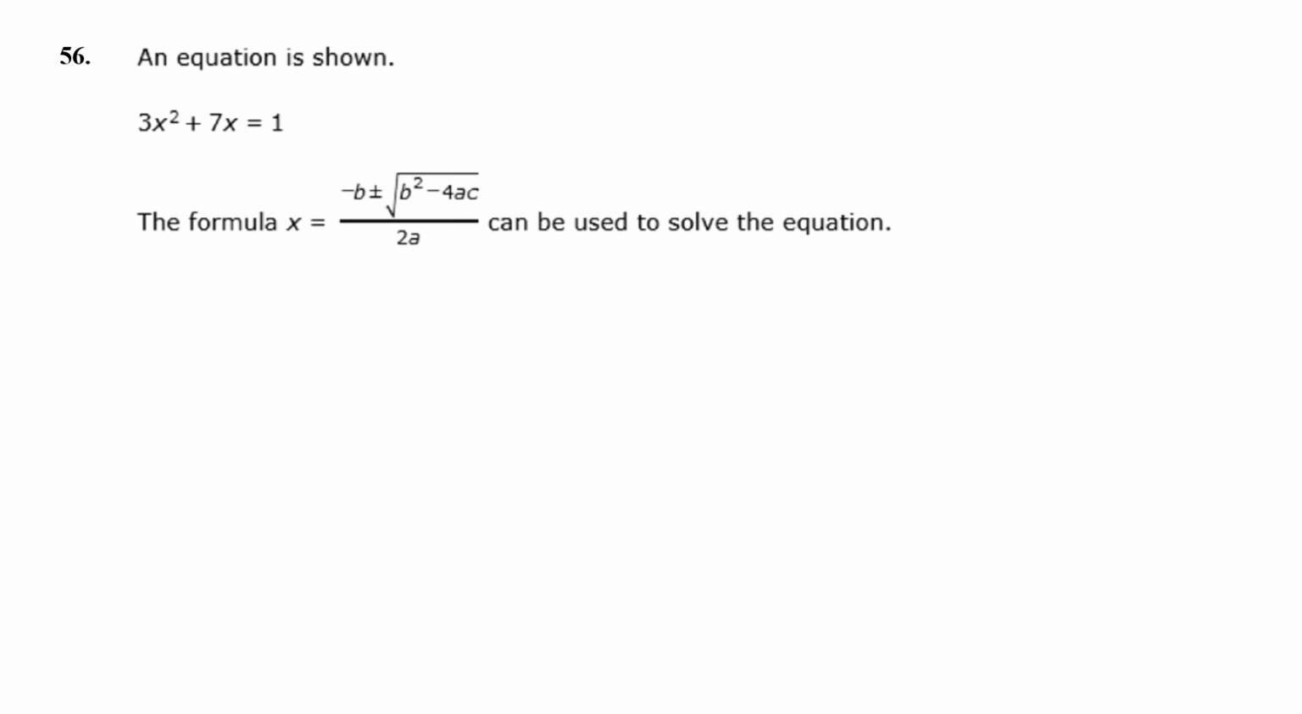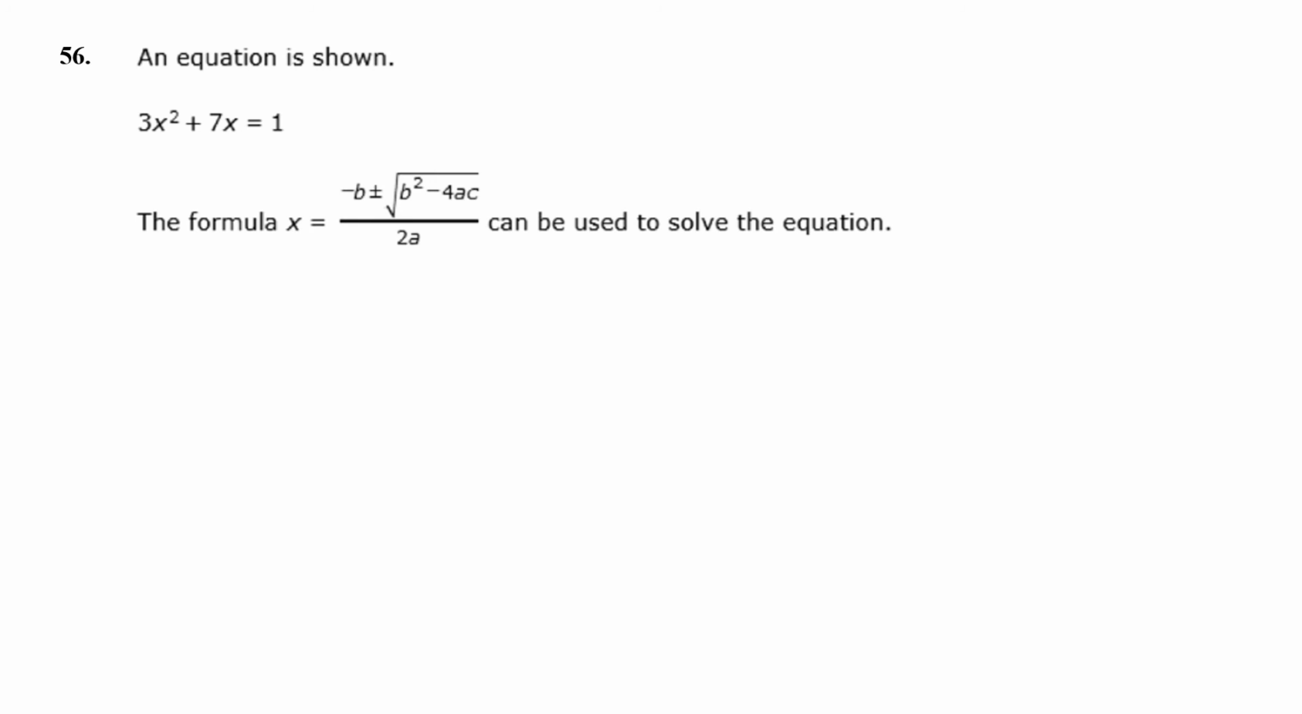It's a quadratic equation. The formula x equals negative b plus or minus square root of b squared minus 4ac all over 2a can be used to solve the equation. Hopefully you know what this formula is. It is the quadratic formula. So we're going to use this formula to solve this equation.